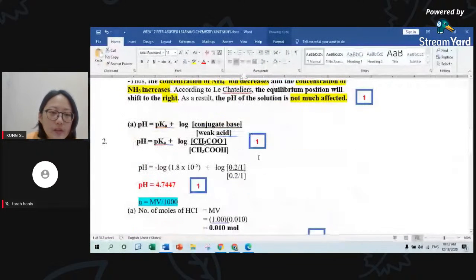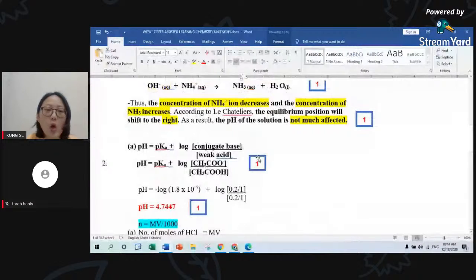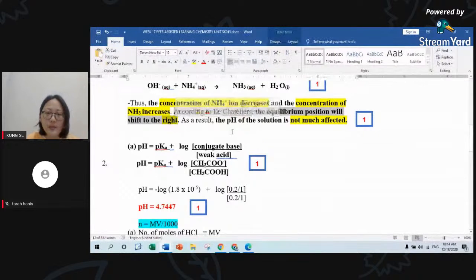Based on this question, when a strong acid is added to this reaction, most of you will give me this answer: hydroxide and ammonium form ammonia and water. Yes, it's correct. You can explain that the concentration of ammonium is decreased and ammonia is increased. But how about this one? According to Le Chatelier's principle, the equilibrium position will shift to the right. How to determine to shift to the right? As a result, the pH of the solution is not quite affected. No problem for you all to explain this part.